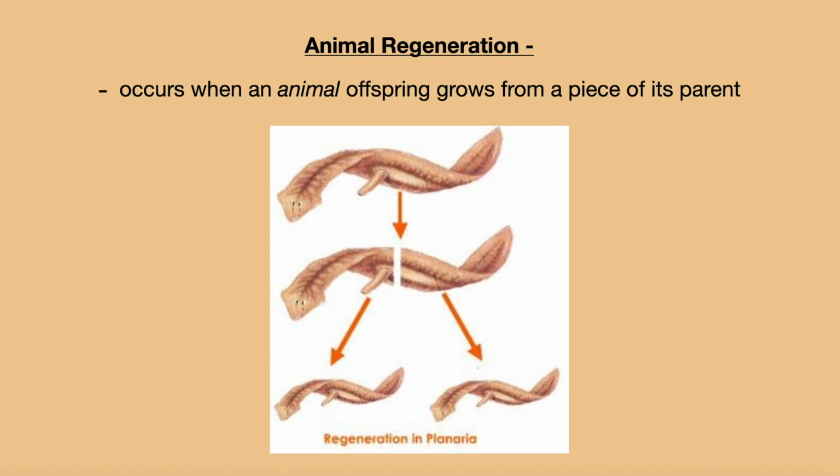Animal regeneration. This occurs when animal offspring grows from a piece of its parent. We talked about the planaria. So if this organism was cut into, the head would grow a new tail, but the tail would grow a new head. So strange, but this happens. Now, with animals that do this, this may not be their main way of reproducing, but they can, and both offspring are genetically identical to each other and to the parent.